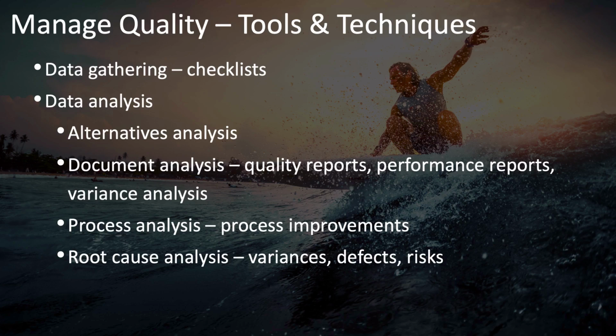These are the types of documents you'll need to analyze to see if your quality control measures are working and whether or not you have processes that are out of control. You also have process analysis, which you can use to look for opportunities for process improvement, and root cause analysis that you'll use for analyzing variances, defects, and risks to see if you can find the root causes of these.